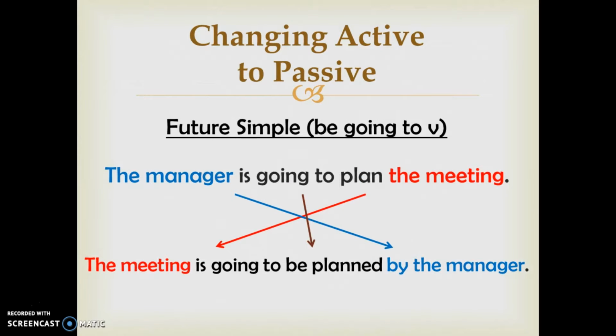Now, of course, will is not the only way that we can express future simple. We also have be going to verb. So here's that same sentence again, but with be going to. The manager is going to plan the meeting changes to the meeting is going to be planned by the manager.